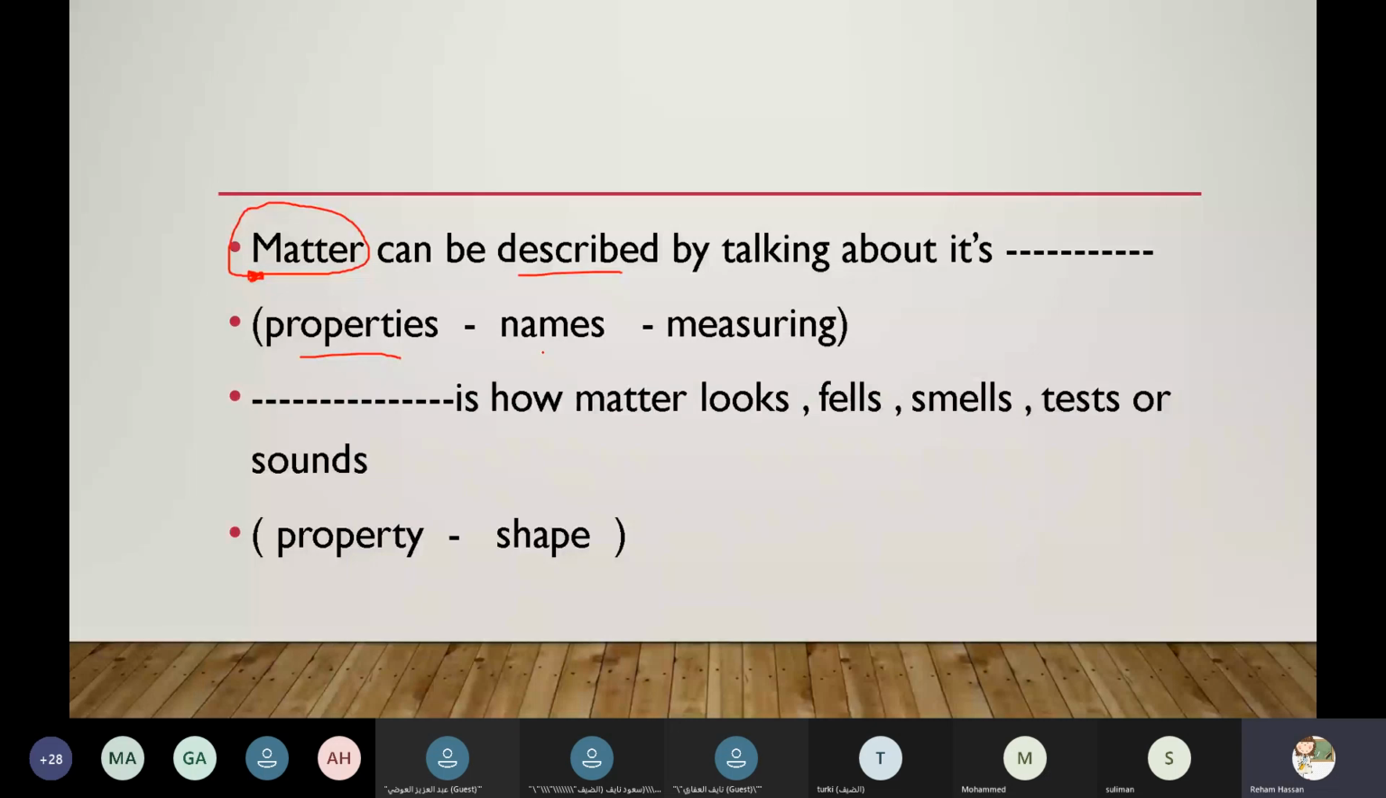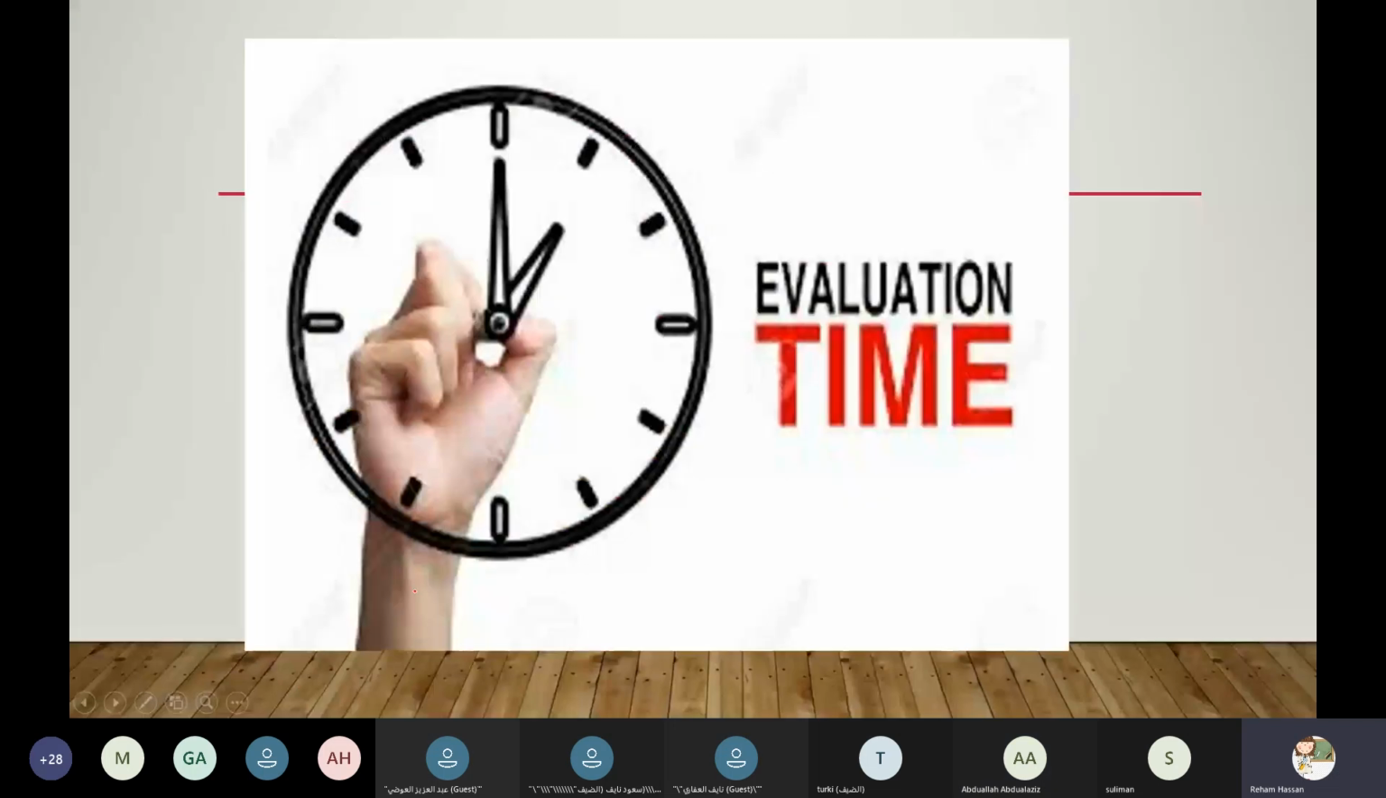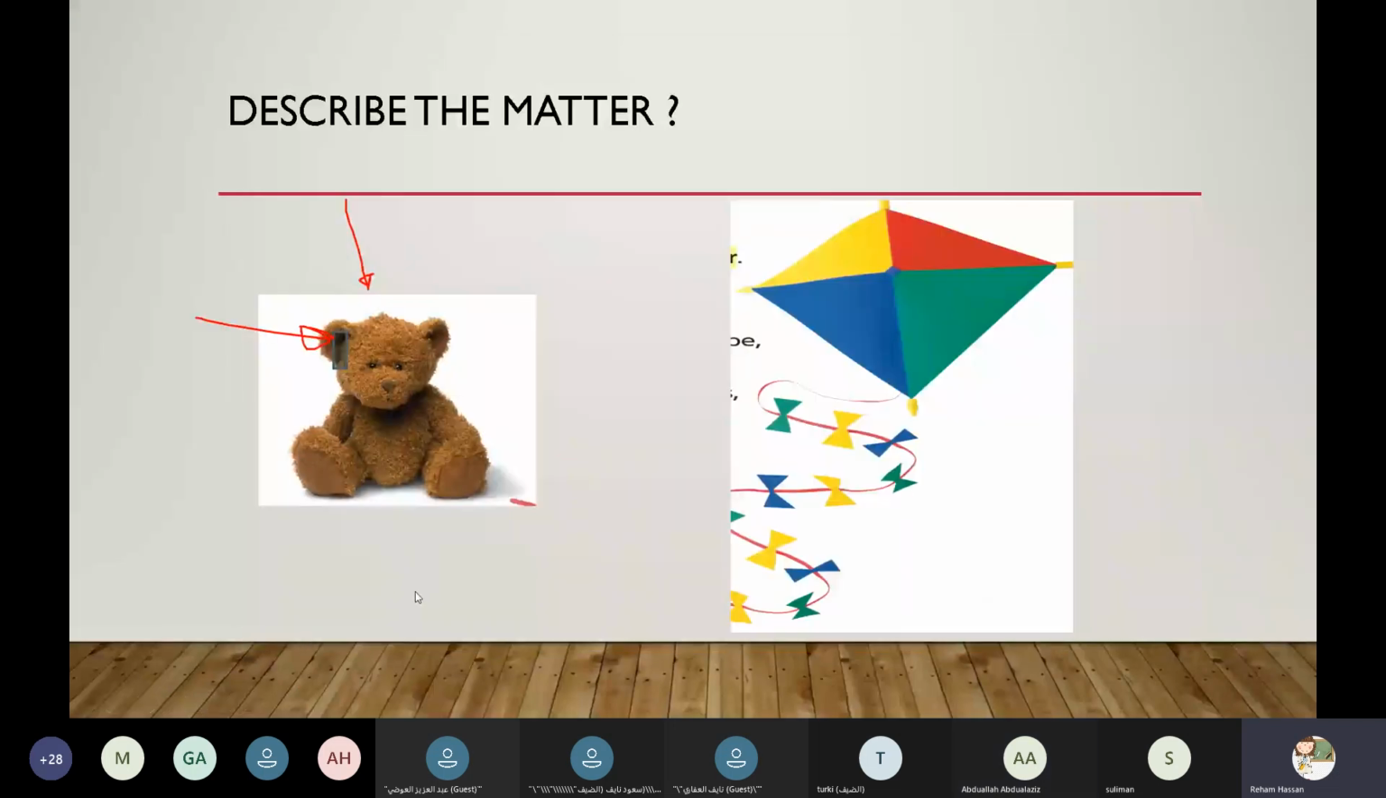Yes, Abdullah Abdulaziz. Matter is how it looks, feels, smells, tastes, and or sounds. Now, this is called property. Super boy, now it's called property. Thank you so much, honey.